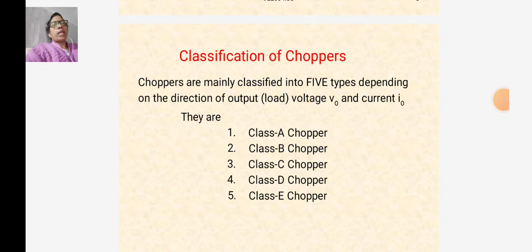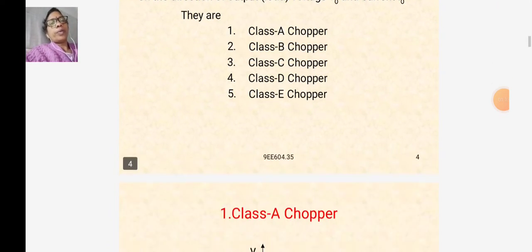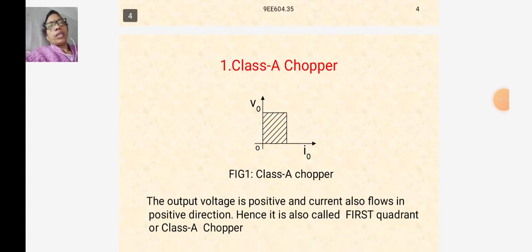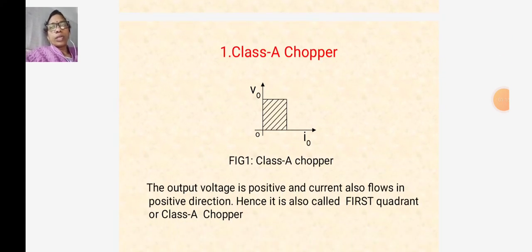Choppers are mainly classified into 5 types depending on the direction of output, meaning load voltage and load current. The choppers are classified into class A chopper, class B chopper, class C chopper, class D chopper and class E chopper. In each class we have some explanation. So first we are going to discuss the class A chopper.